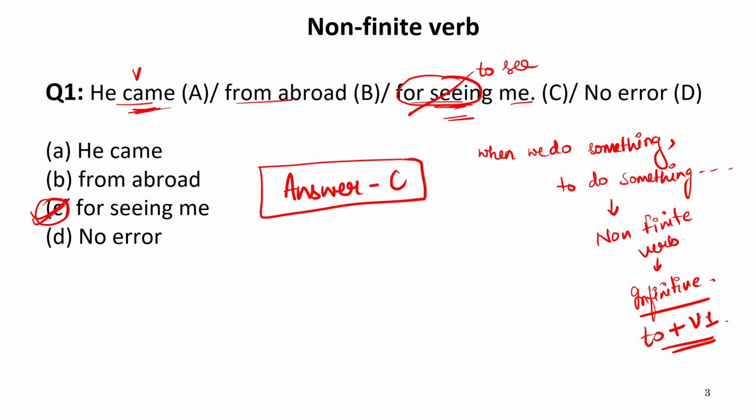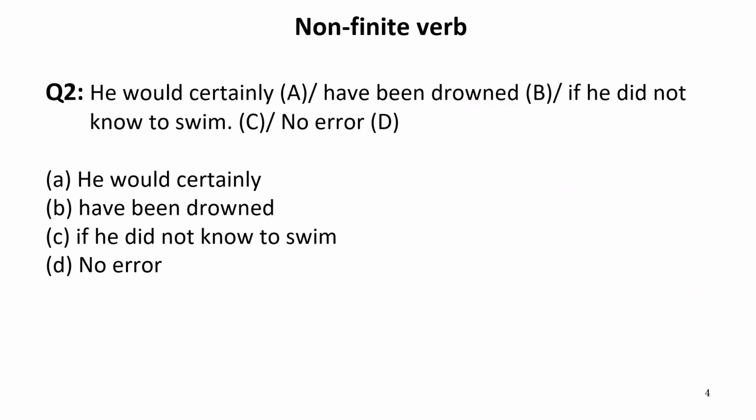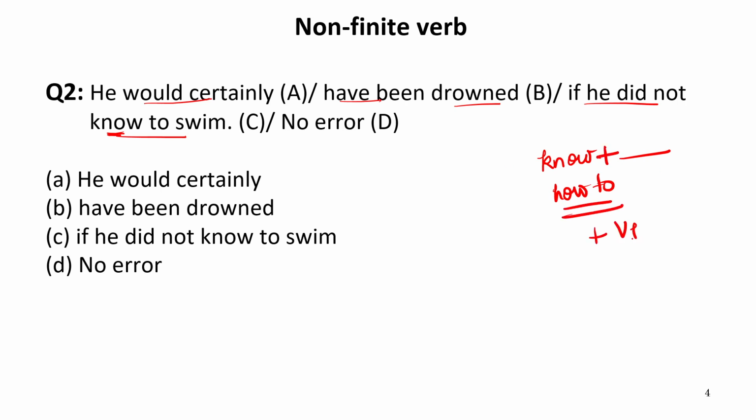Now let us move to the next sentence. He would certainly have been drowned if he did not know to swim. Now, if we see this word, it should click in our mind that whenever we have a word know in our sentence, we cannot write a verb directly after it. In fact, we should add how to. After know, we have to add the words how to, then we can write verb first form.